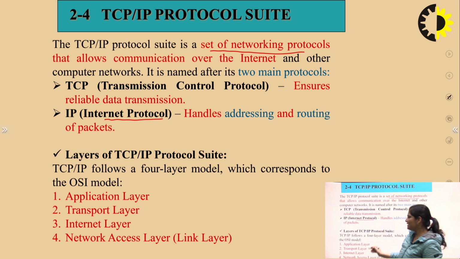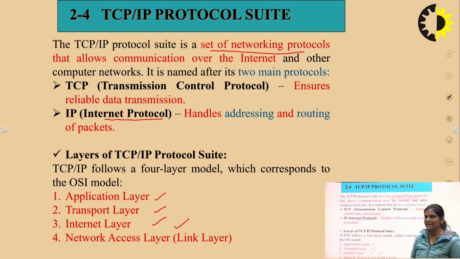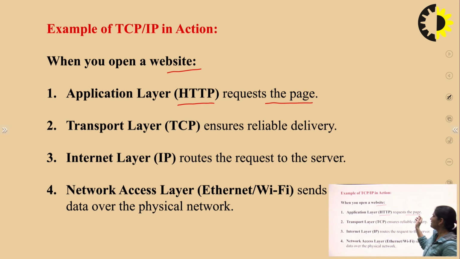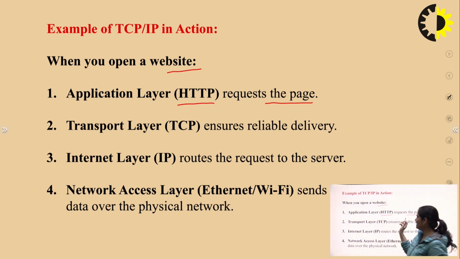Now, these are the layers of this TCP/IP protocol. 4 layers are there: application layer, transport layer, internet layer, network access layer, that is also known as link layer or MAC layer. Now, these are the examples of TCP/IP. When you are opening a website, there is the application layer. First, you have to enter HTTP. This is an example of application layer. This application is requesting the page.